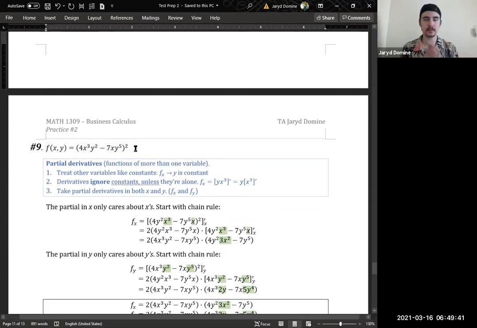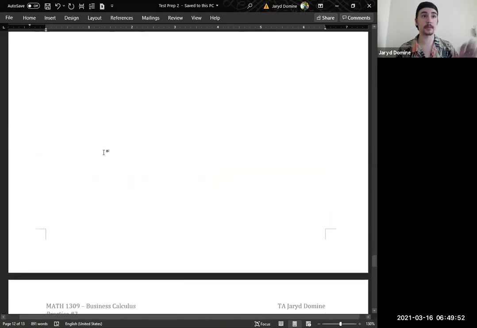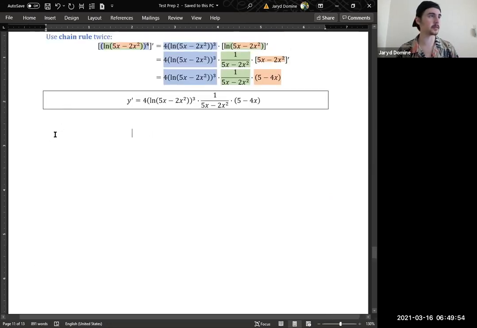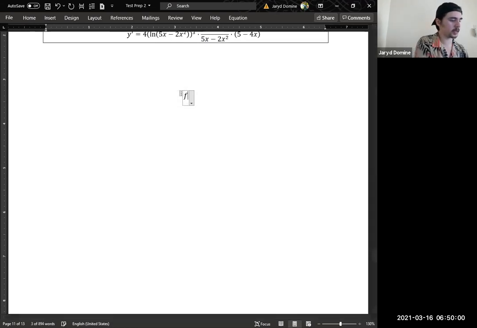So partial derivatives, we have a function of 2 variables, right? So instead of just x, now we have x and y. I'm actually going to give you an example first because the one on number 9 is pretty complicated. So let's say we had f of x and y equals y x squared plus 3y.